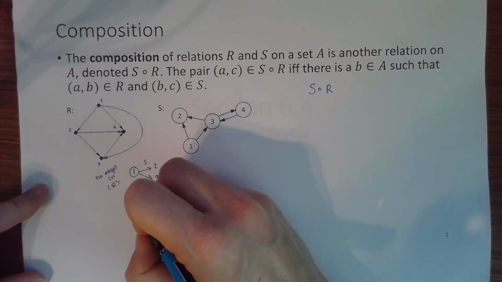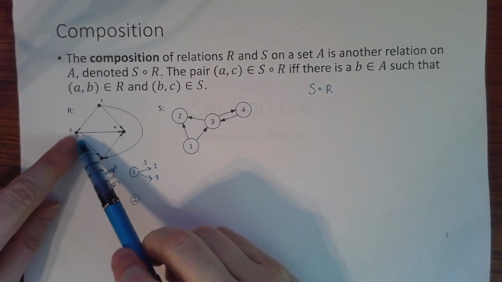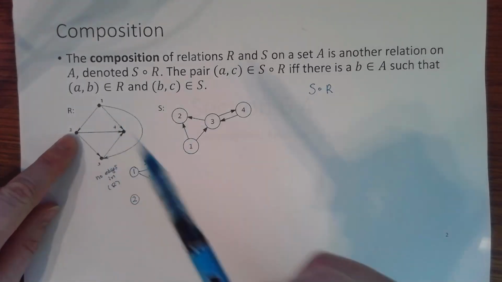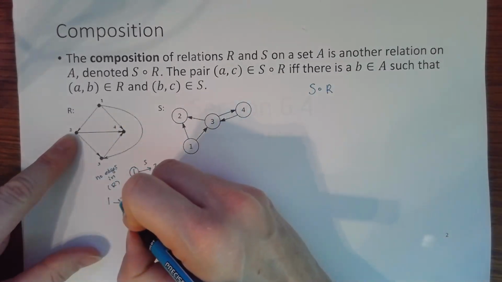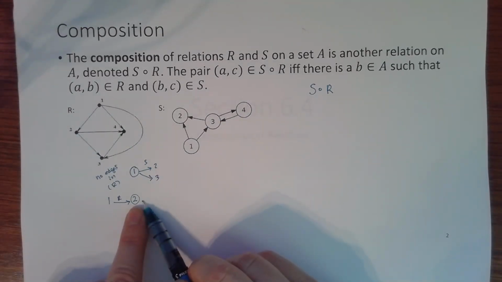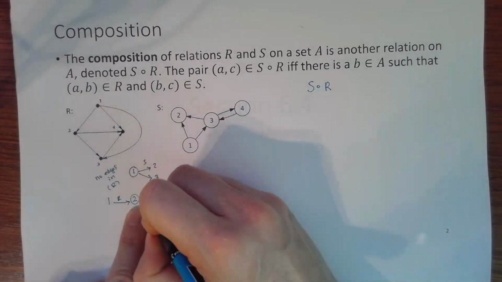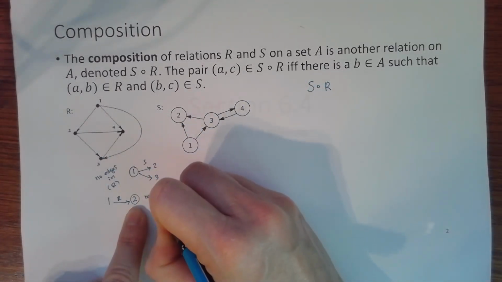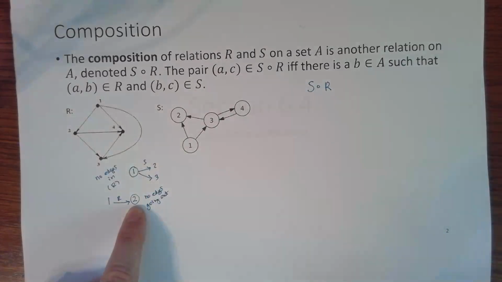What about 2 as a middleman? Well, what's coming in to 2 in R? 1 comes into 2, that's the only one. So 1 is coming in, and this is in R. Then we would have to look at 2 in S. What's it going out to? Nothing. There's no edges coming out. So we can't use 2 as a middleman at all.